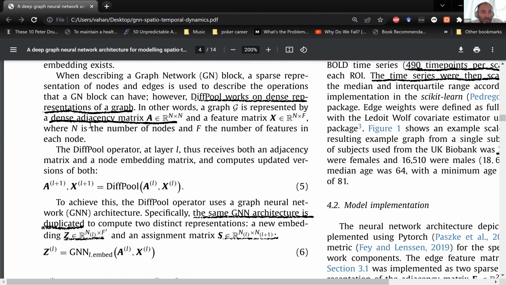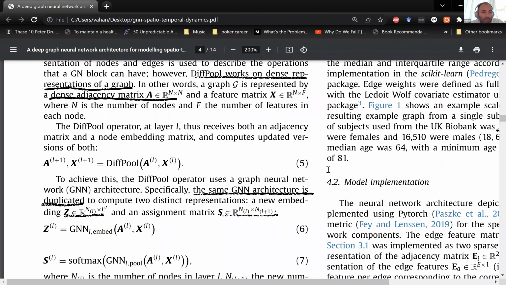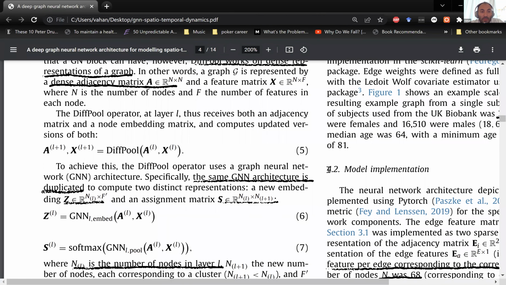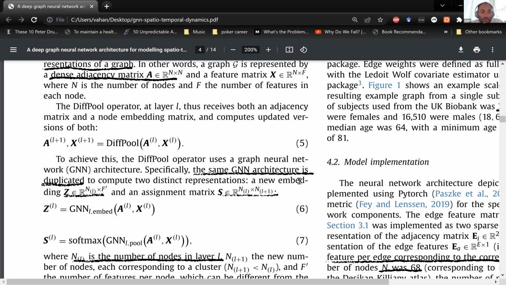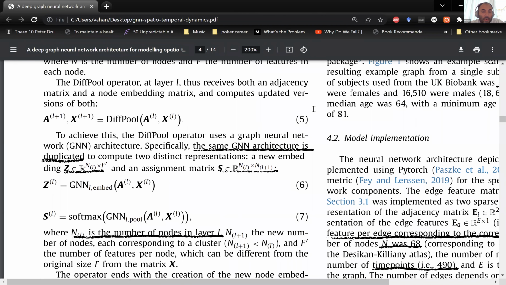And the fancy method is called differential pooling. Basically, it's a learnable method that learns how to combine nodes from the graph into a graph embedding. Okay, so it takes the adjacency matrix. It's a multi-step method. It takes an adjacency matrix and node embeddings as input and returns an updated version.